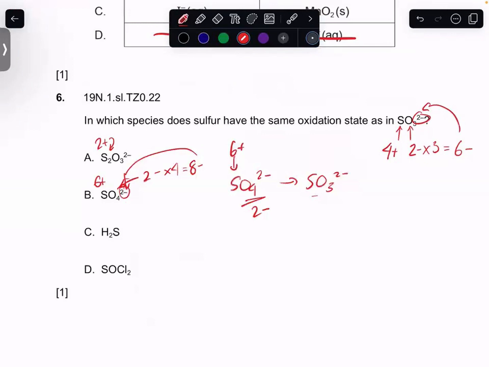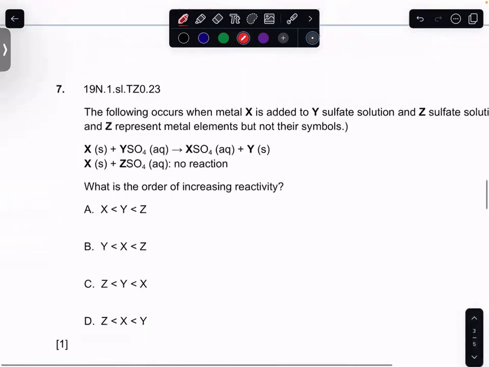All right, H2S. H is 1 plus, therefore sulfur is 2 minus to compensate for the 2 H's, leaving us with our answer of D, which has to be correct. But we can work it out. Oxygen is 2 minus, each chlorine is 1 minus times 2 for a total of 4 minus if we add those together, meaning this must be 4 plus. That is the same as sulfur in SO3 2 minus.